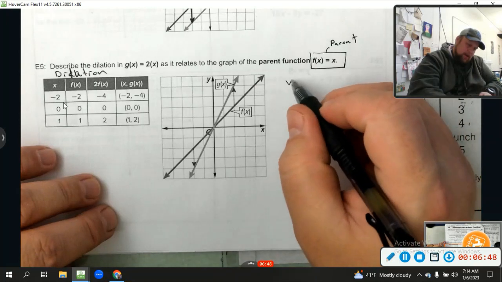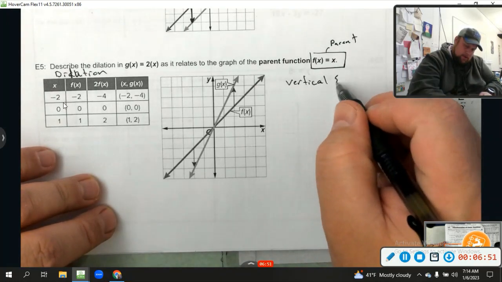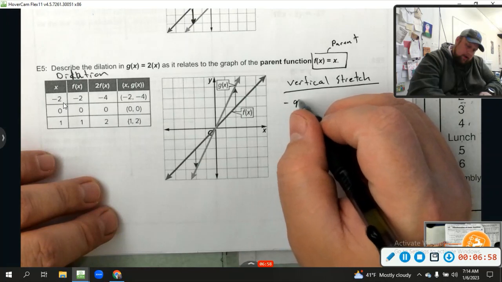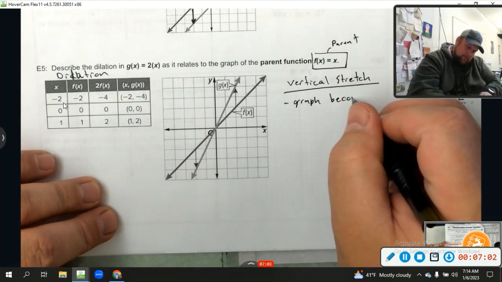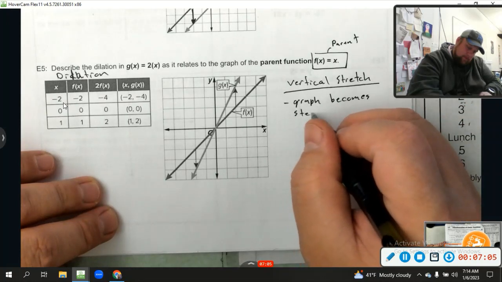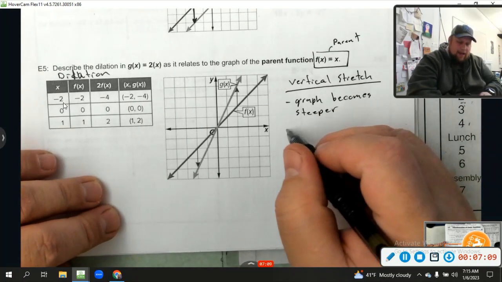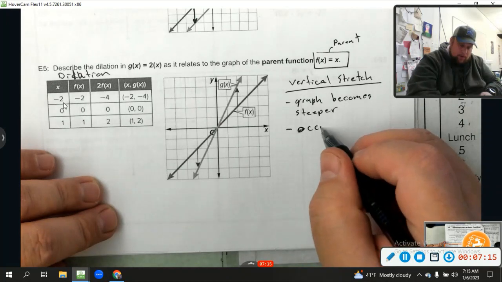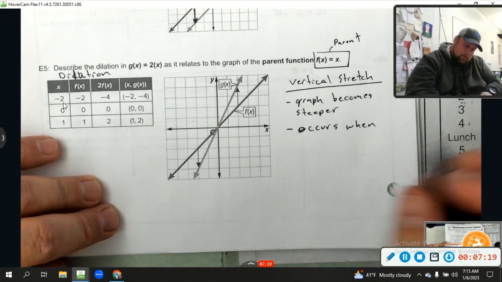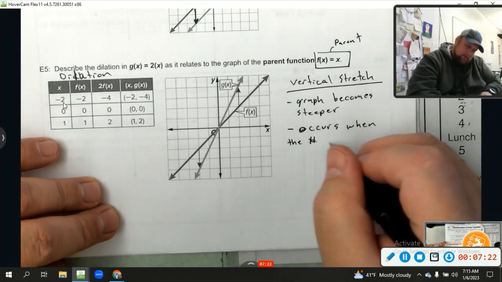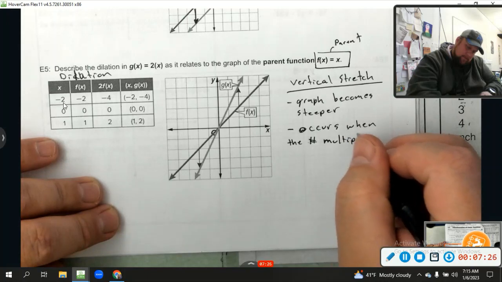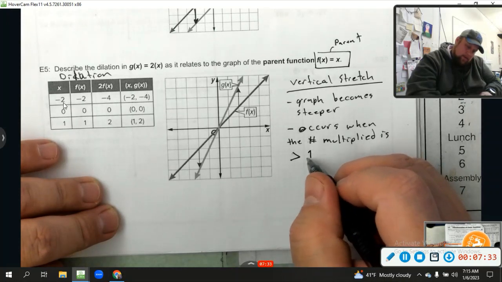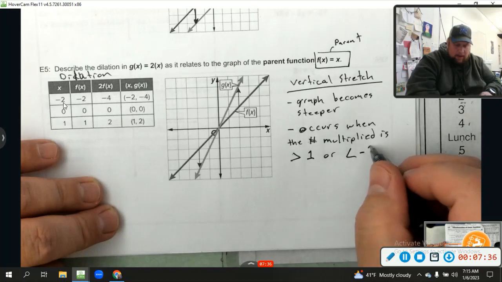So let's write that down. We have a vertical stretch. Graph becomes steeper. And actually, this occurs when the number multiplied is greater than 1 or less than negative 1.